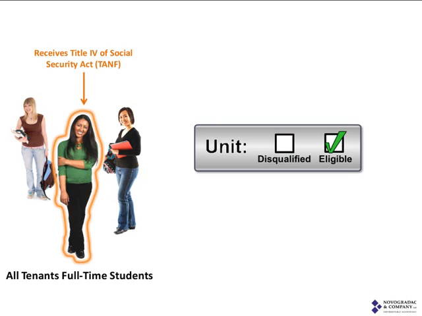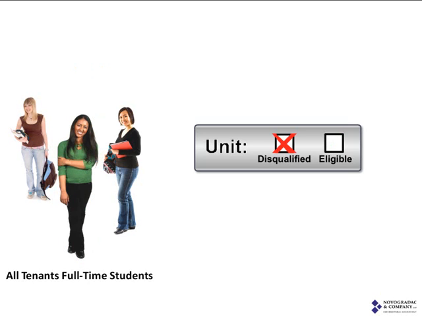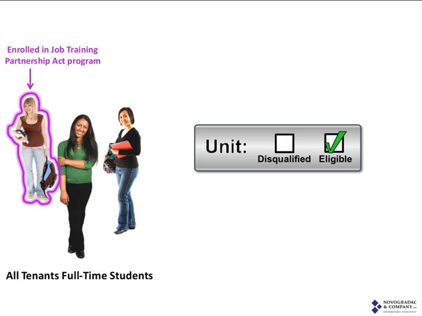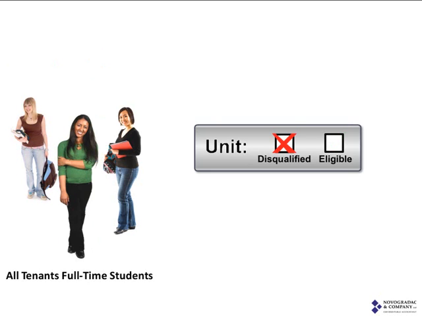Now she's receiving assistance under Title IV of the Social Security Act, temporary assistance to needy families. Now this unit can qualify. We have a girl who's in a job training program. This unit can qualify. But unless they're meeting one of these exceptions, it doesn't count. Those first exceptions are if one person in the household is meeting it. The next one, everybody in the household has to be meeting it.